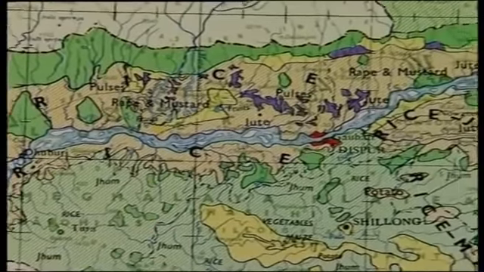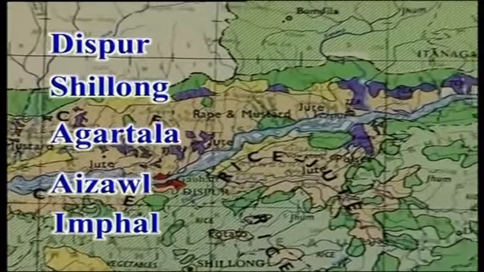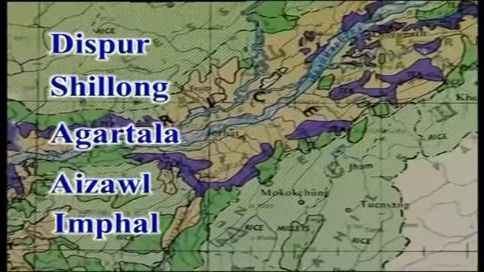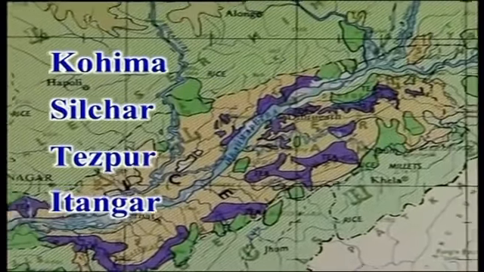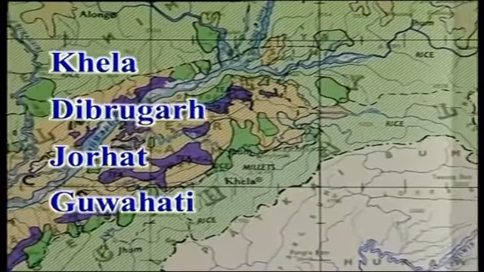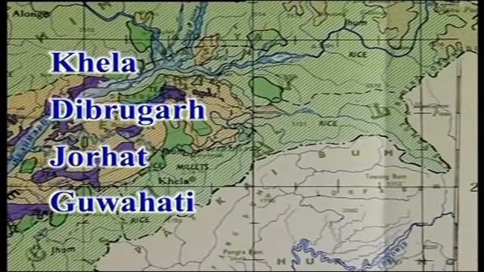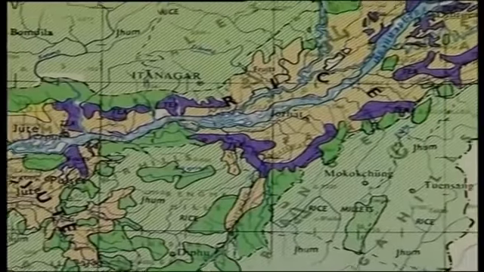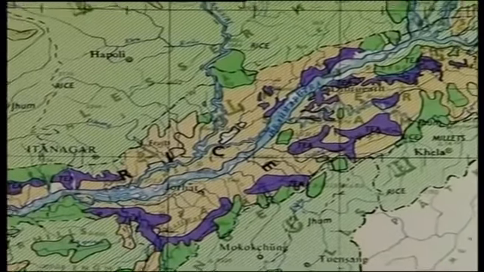The non-agricultural lands of this region in India include both urban settlements and rural settlements. The major urban areas of this region are Dispur, Shillong, Agartala, Aizawl, Imphal, Kohima, Silchar, Tezpur, Itanagar, Kela, Dibrugarh, Jorhat and Guwahati. This region also contains a small portion of grazing land covered by grass and scrubs. The grasslands are confined to the area south of Shillong.